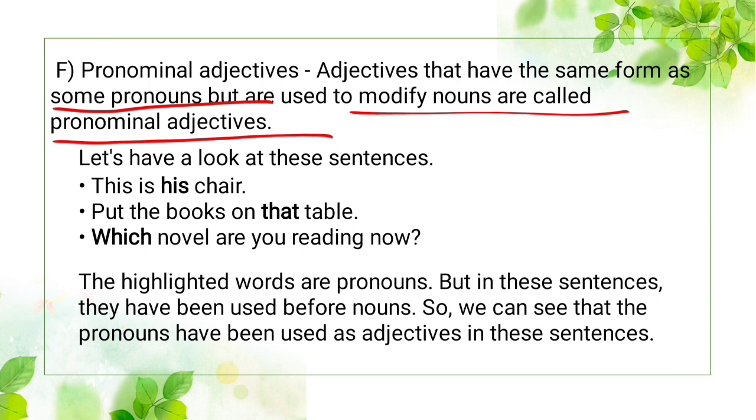Here we can see that the words his, that, which are all pronouns, but in these sentences they are used to modify nouns, that is chair, table and novel respectively. So that's why in these sentences they are acting as adjectives and they are known as pronominal adjectives.